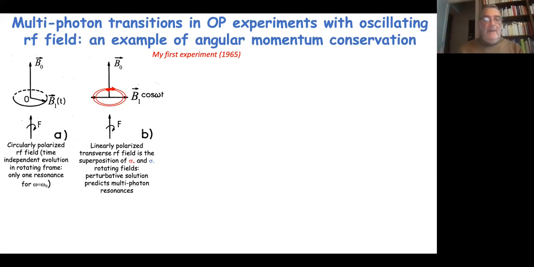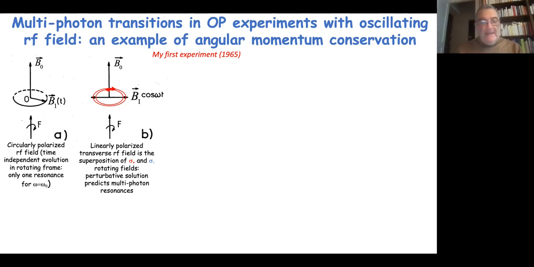This field, in fact, can be either a rotating field, in which case you get one resonance when omega is equal to omega naught, when the frequency of the radio frequency is equal to the Larmor precession frequency. But you can also excite your gas with a linearly polarized field, B1 cosine omega t, which just oscillates back and forth instead of rotating. Now it's quite clear that an oscillation along the x-axis can be decomposed into two opposite circular motions. This is the sum of a sigma plus and a sigma minus microwave, which are counter-rotating around B0.